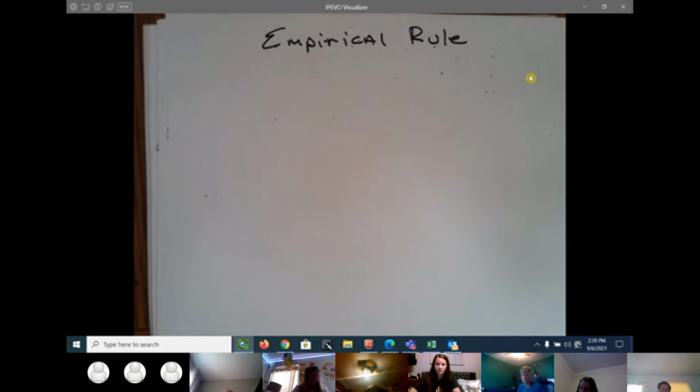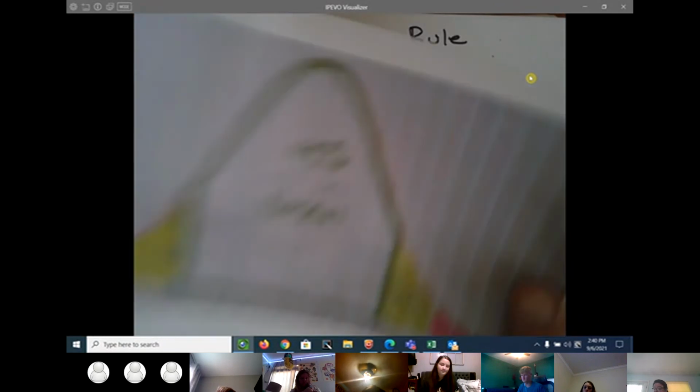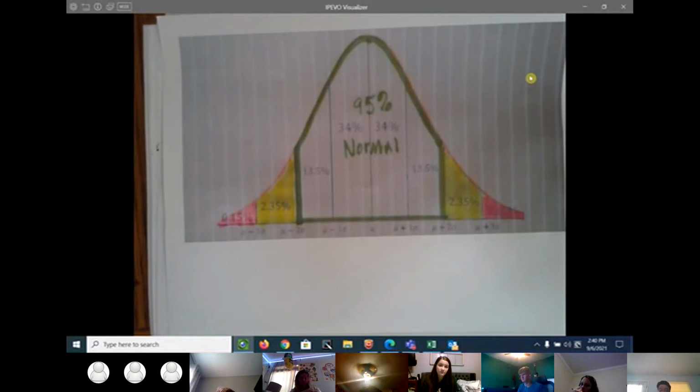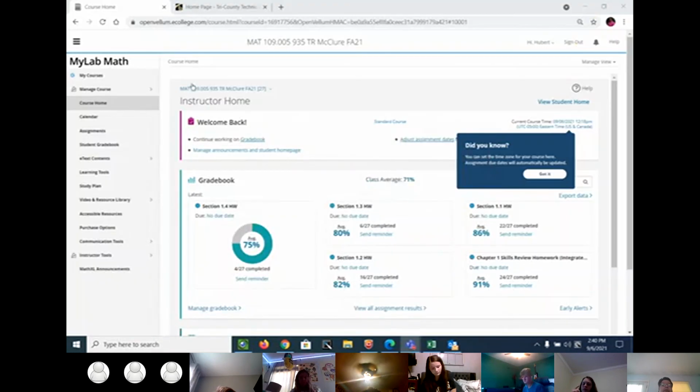Now I go through the internet and I basically pull up a printout of it, so I don't have to draw it over and over and over. You're not going to be able to see this very well. But there is the empirical rule. That's the empirical rule. Now what I'm going to do is I'm going to pull up the e-text and show you how to draw it with the e-text. So let me get there first.